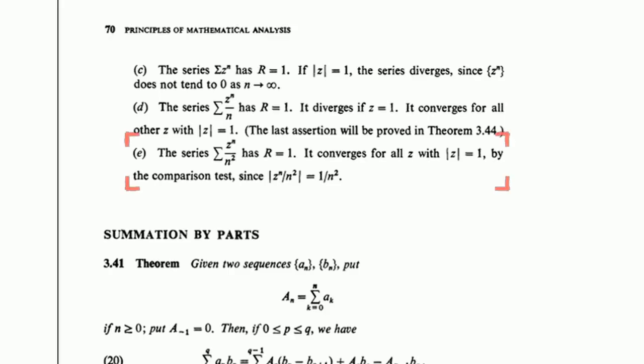Now it's your turn. Pause the video and look at example E. If you set the absolute value of z to 1, what happens? Try applying the comparison test yourself to solve it.